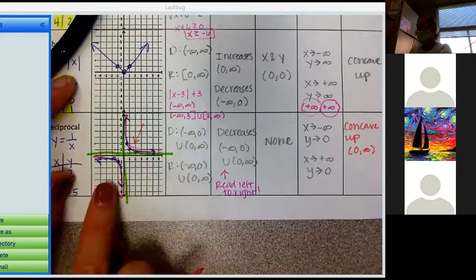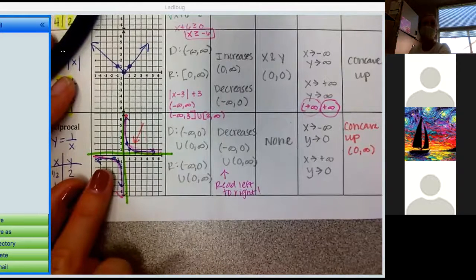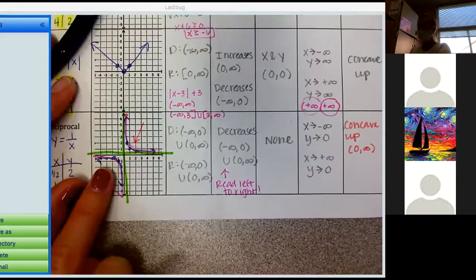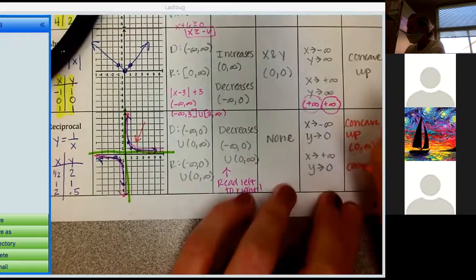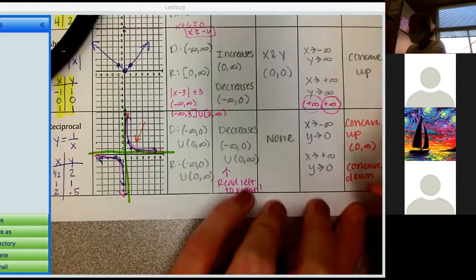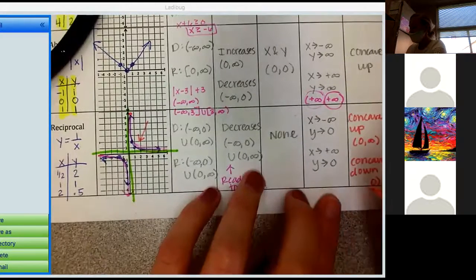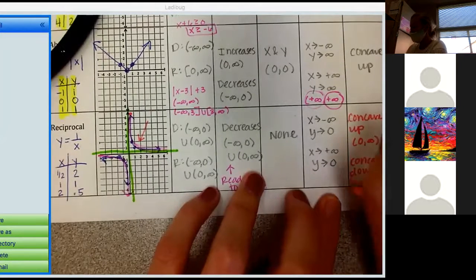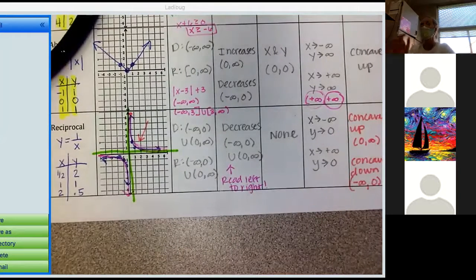What about the bottom piece? Would that be able to hold any water, rocks, anything? No, so that would be concave down from what to what? It goes to 0. It's on the left side, so what to 0? There we go. Good job, children. How we feel, okay?